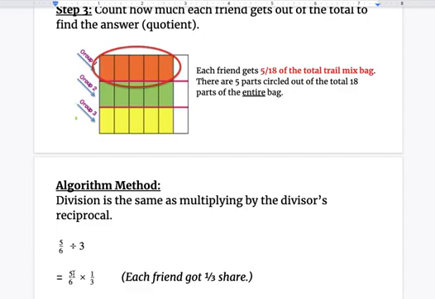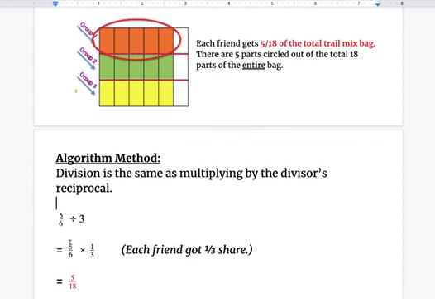So it becomes 5/6 times 1/3. So instead of a 3 as the numerator, we are flipping it to the denominator. This makes sense because each friend got only 1/3, 1 out of the 3 shares. So that's why it makes sense that instead of dividing by 3, we could multiply by 1/3, because we're really trying to find 1/3 of the share.